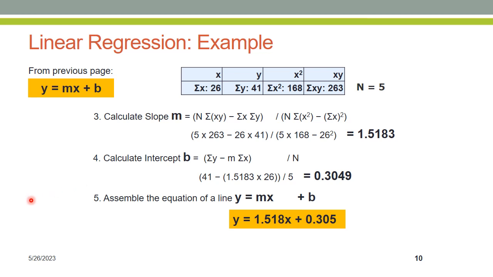Now we're going to assemble the equation for our line y equals mx plus b, which gives us y equals 1.5183 times x plus 0.305.